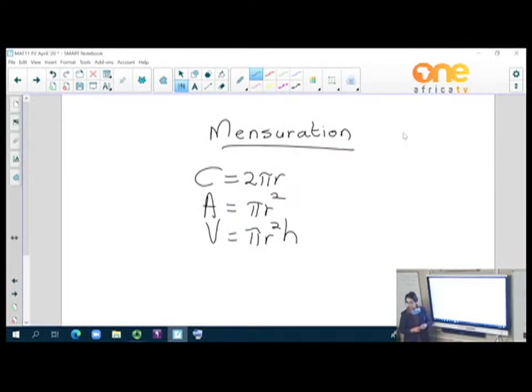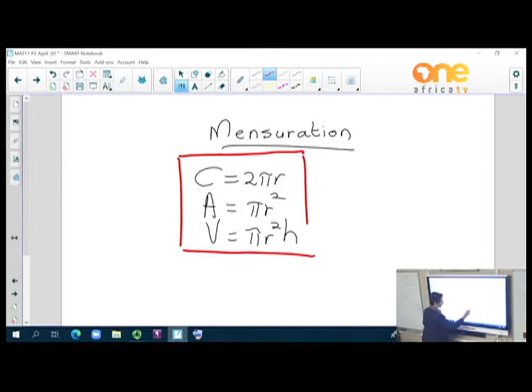Then busy with mensuration. We're just looking at a circle again. These are the 3 formulas that you need to know of a circle. You can write this now in your workbooks. Circumference, 2 pi r, area, pi r squared, and then volume, pi r squared h. So please write this in your workbook.